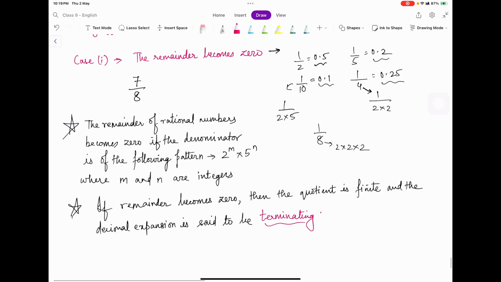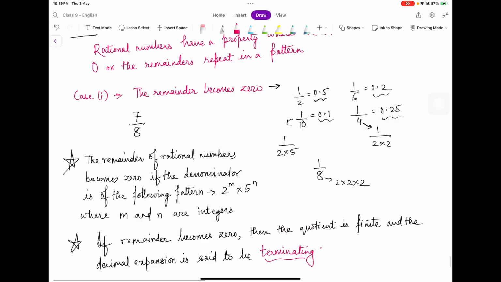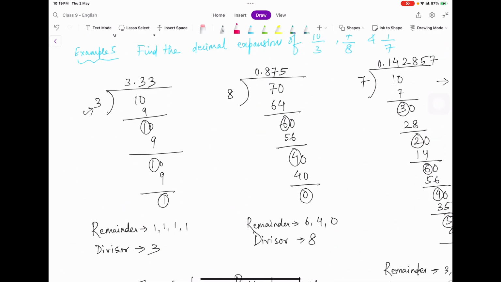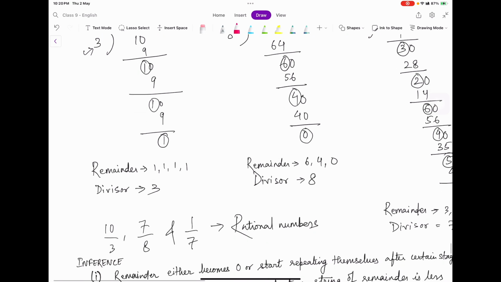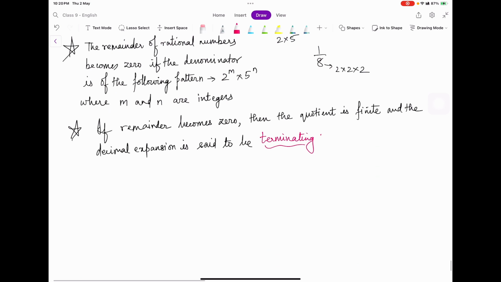This is the important point, because I will address whether a number is rational or irrational based on whether the decimal expansion is terminating. The decimal expansion will be terminating when the remainder becomes 0. If the remainder becomes 0, that means the quotient is finite. See, when the remainder becomes 0, every time you multiply, you will get 0, after which only zeros are there. So you are getting a finite quotient, and you say that the decimal expansion is a terminating one, because it terminates there.